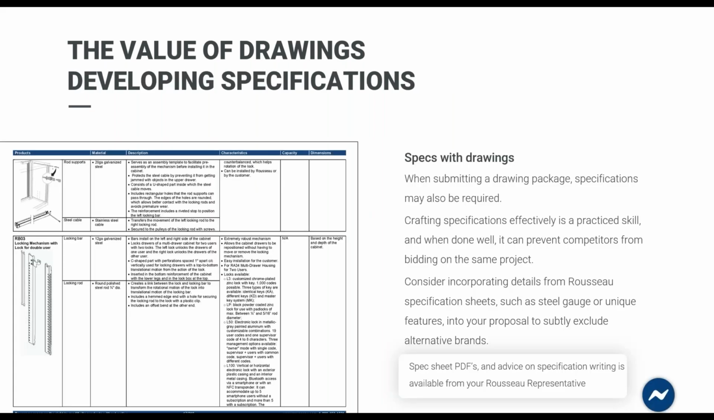Drawings also may require specifications. I said at the start of today, there's 2 specifications attached. They look very similar to this image. When submitting a drawing package, especially with governments, you may have to do a spec package. So consider incorporating details from Rousseau's spec sheets, such as steel gauge or a couple unique features subtly to exclude alternative brands. Now, I'm not going to pretend that's easy to do. Crafting specs is a practiced skill, but when you're good at it and you do it often, it prevents customers from bidding the same project.